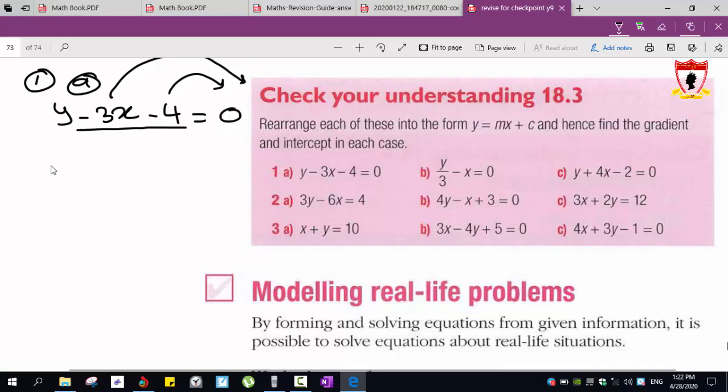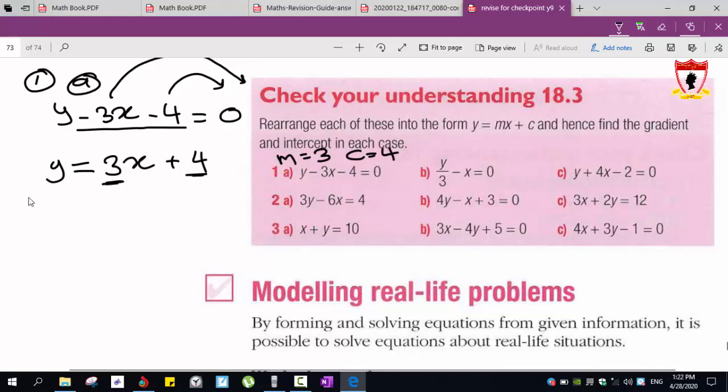What's remaining here on the left side is just y equals negative 3x will be positive 3x, minus 4 will be plus 4. Now we have the equation in the form of y equals mx plus c, and m is the gradient, c is the intercept. So for question 1a, the gradient m is 3 and c, which is the intercept, is equal to positive 4.